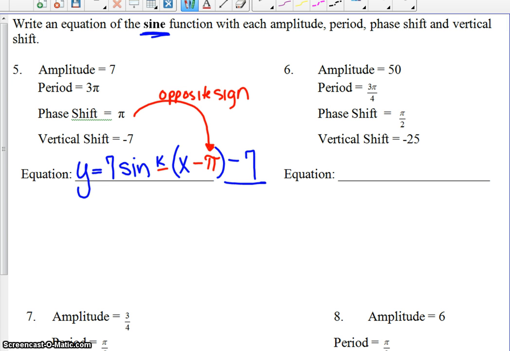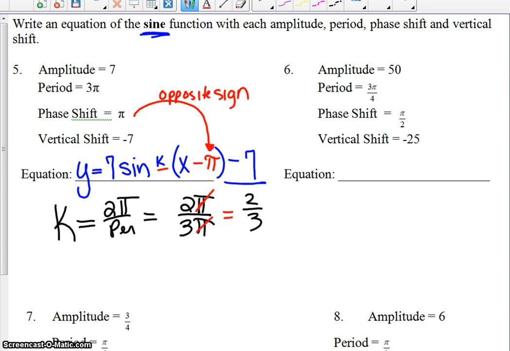But now our problem becomes, what's our k? That's what we have to calculate. So k, if you remember, our big formula is 2 pi divided by our period. Well, we were told in this that our period is 3 pi. So 2 pi divided by 3 pi, I would cancel out my pi's, and my answer in the end would be 2 over 3. So what goes here instead of my k is my 2/3. My equation is done here.